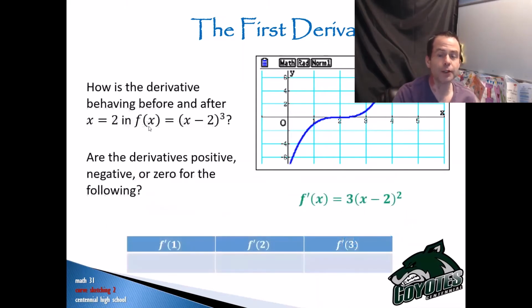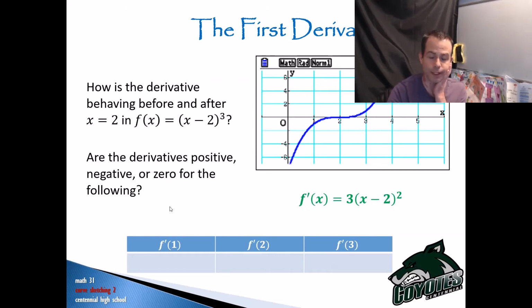And we do that by looking at the derivative on the left versus the derivative on the right. And that's why I said we essentially just did this in our first lesson. We just didn't call it the first derivative test. How is the derivative behaving before and after x equals 2? Okay, so are the derivatives positive, negative, or 0 for the following? So we're going to look at the derivative at 1, the derivative at 2, and the derivative at 3. Okay, so go ahead and do that.